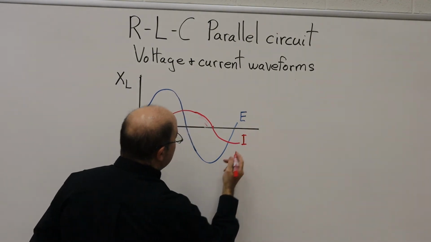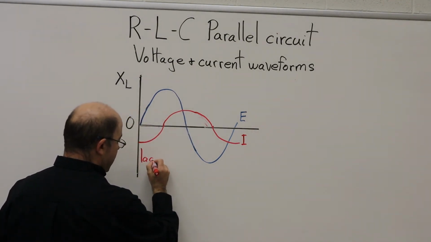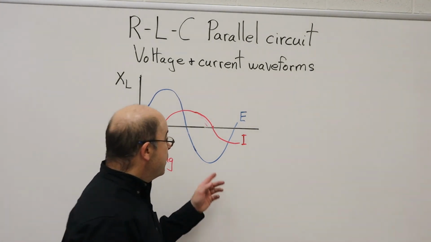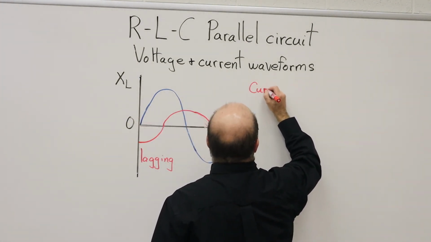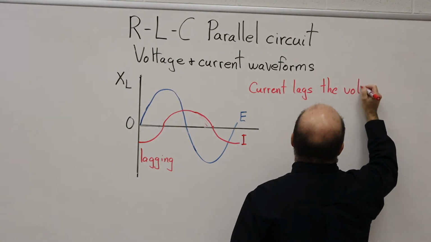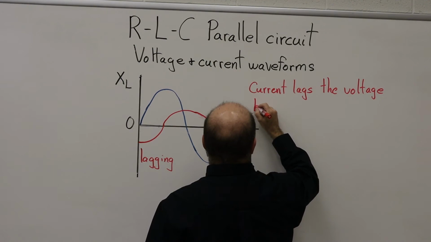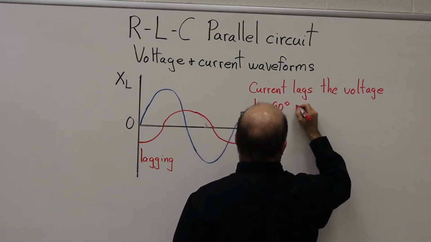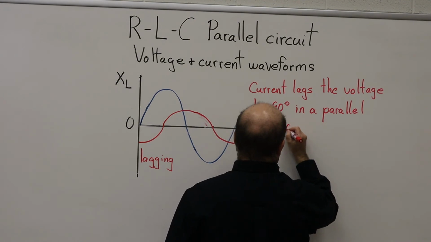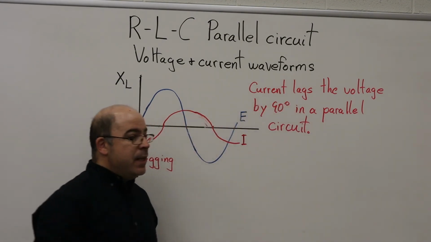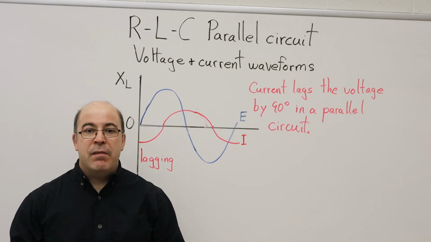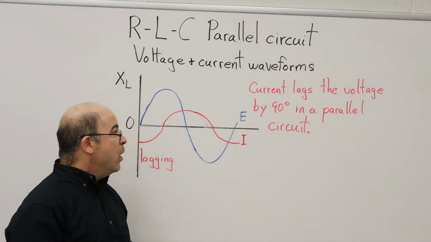And I'm going to identify it and write that down. It is lagging. And I'm also going to write that out for my viewer, that current lags the voltage by 90 degrees in a parallel circuit. It really is important that we put down those last few words, in a parallel circuit. The reader needs to have a bit of context in order to fully understand what this represents.